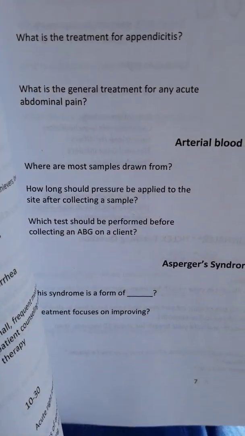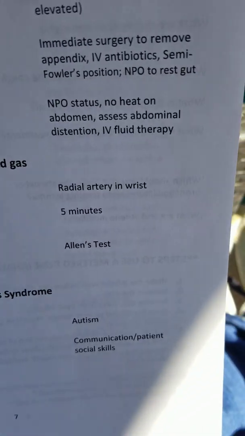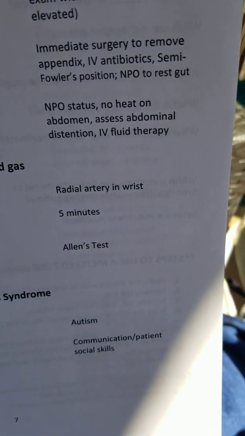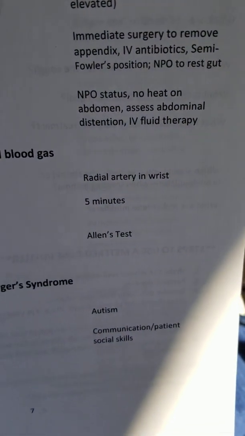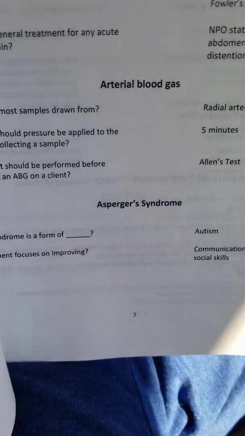What is the general treatment for acute abdominal pain? NPO status, no heat on abdomen. Assess abdominal distension, IV fluid therapy.